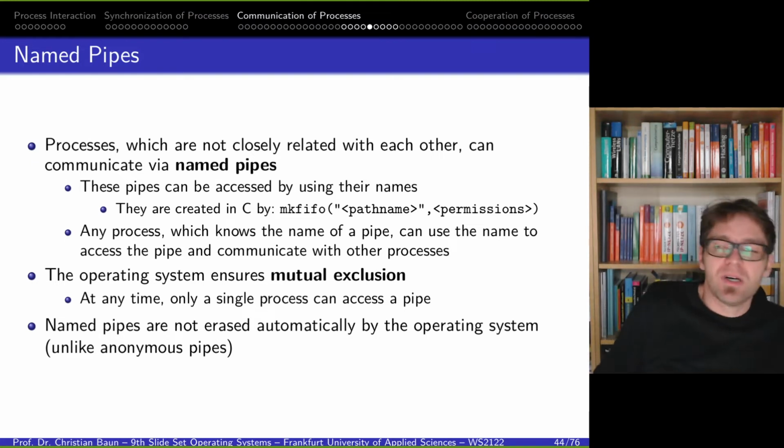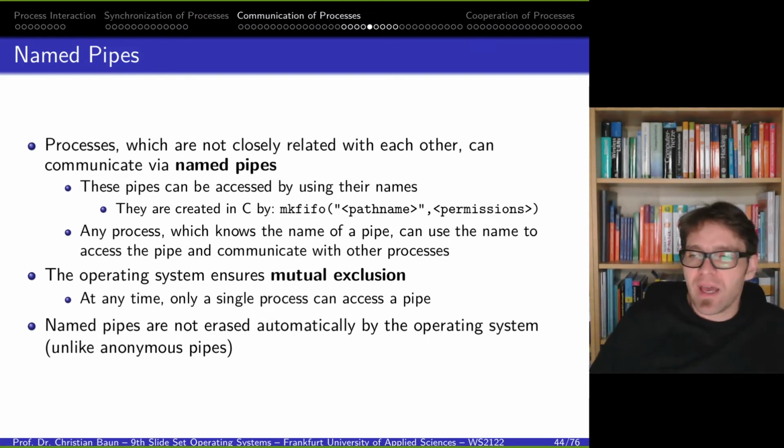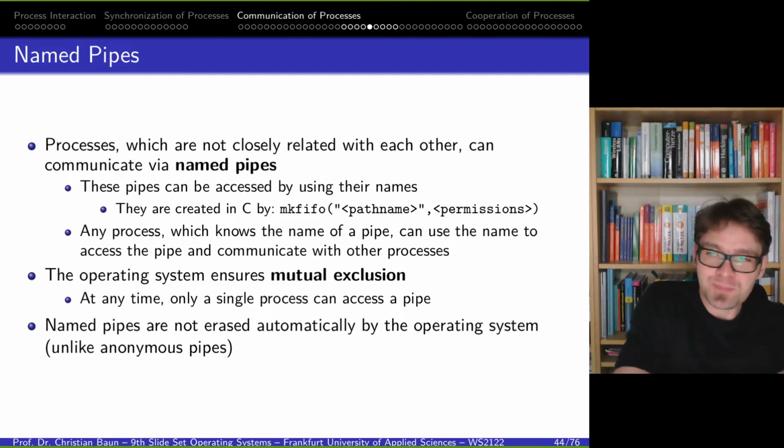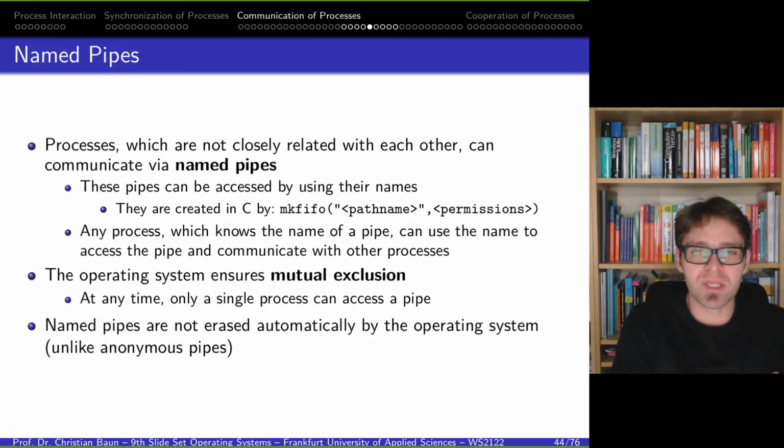So yeah, next we have the named pipes. We don't want to forget them. Named pipes offer a bit more functionality, because we can use them for inter-process communication of any processes inside the same operating system.